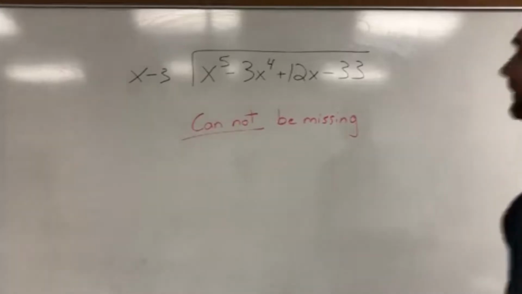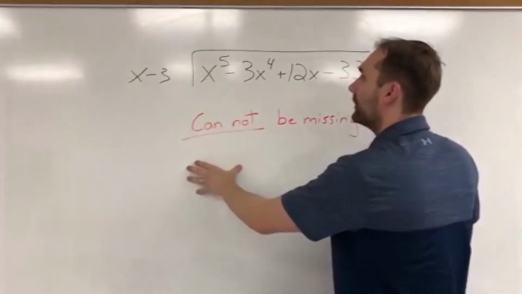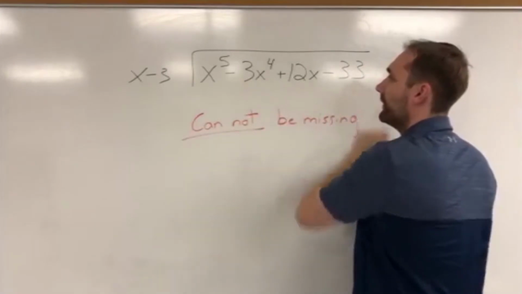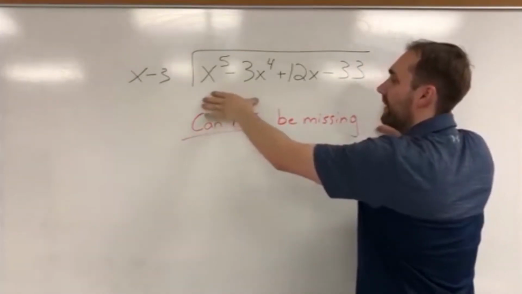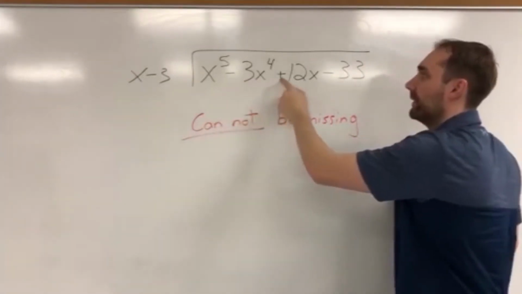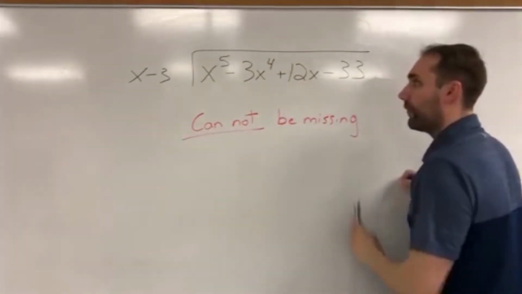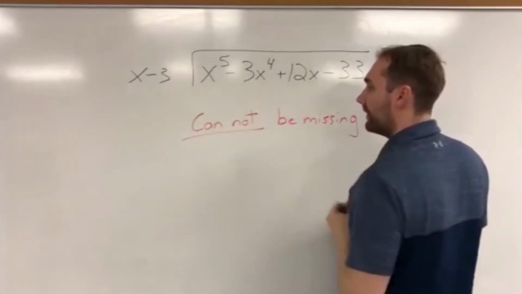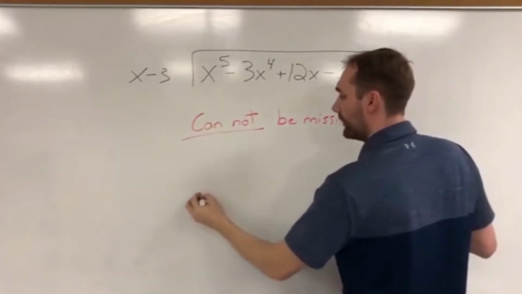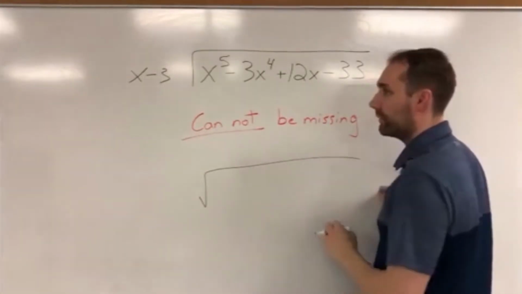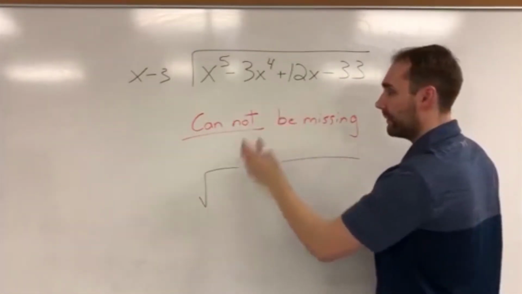So something else I want to make note of before we do long division, not only do we have to have everything in order 5, 4, 1, 0, but we have to have everything there. Notice I'm missing what? X cubed, x squared. Before we do long division, everything has to be in place. We can't have any holes. So I got to plug in those holes with a 0, because that's what it's being missing. It's being multiplied by 0.